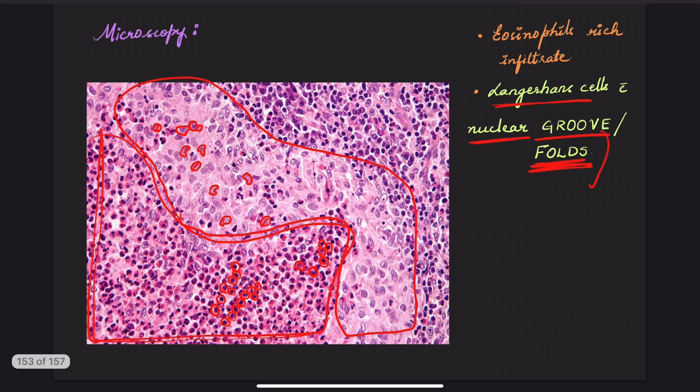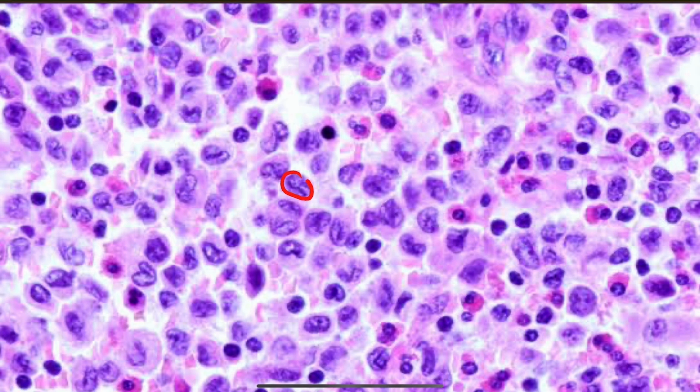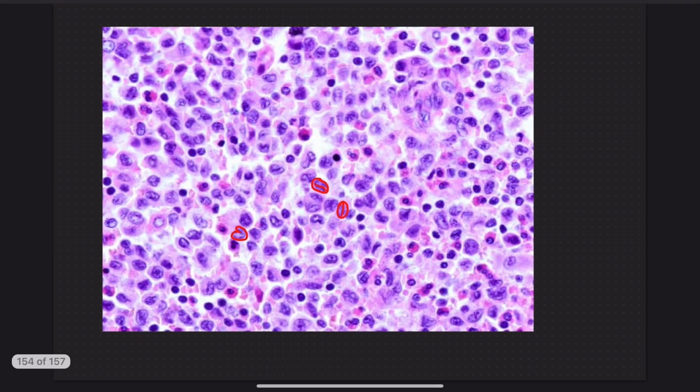Whenever there's a nuclear groove, it gives the appearance of coffee bean nuclei. This is characteristic of Langerhans cell histiocytosis. In this picture, the coffee bean nuclei appearance is very evident. Here you can see the nuclear folds as well.